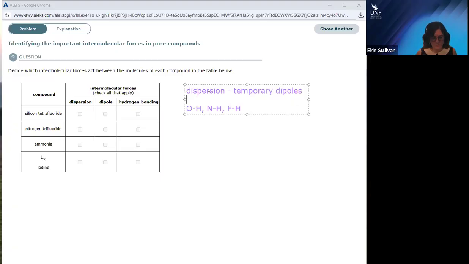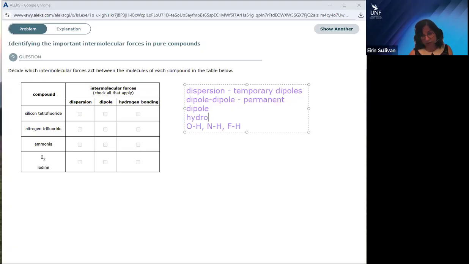So we've got dispersion forces that are temporary dipoles, and dipole-dipole interactions between permanent dipoles. That's where you see a difference in electronegativity when you're drawing the Lewis structure, so you know you have a polar bond. We call that a permanent dipole because it's there all the time. And then hydrogen bonds are a specific subset of dipole-dipole interactions between hydrogen and a neighboring very electronegative atom: oxygen, nitrogen, or fluorine.